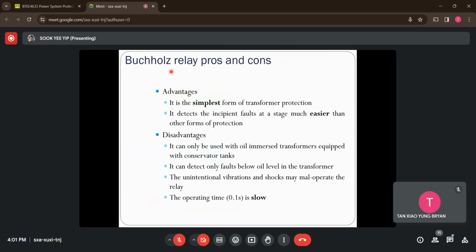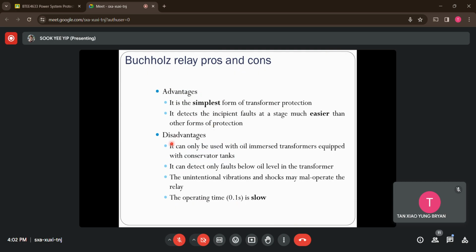The Buchholz relay is famous for its simplicity, the simplest form of transformer protection, and it serves as a very reliable indicator that something is going wrong within the transformer, like incipient faults at an early stage, which is much easier compared to another form of protection scheme that you can apply for the transformer. Remember, it is just based on the oil level, so its operation is quite simple, but it has some downsides.